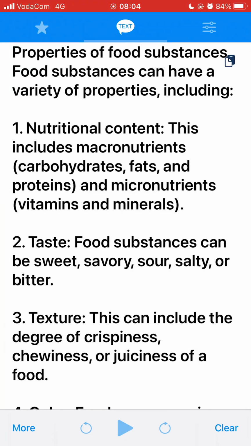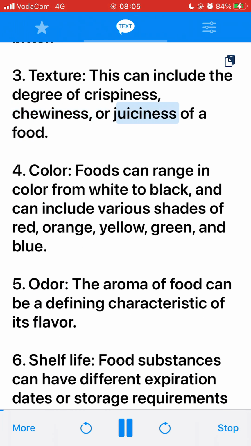Properties of food substances. Food substances can have a variety of properties, including: 1. Nutritional content. This includes macronutrients, carbohydrates, fats, and proteins, and micronutrients, vitamins and minerals. 2. Taste. Food substances can be sweet, savory, sour, salty, or bitter. 3. Texture. This can include the degree of crispiness, chewiness, or juiciness of a food.